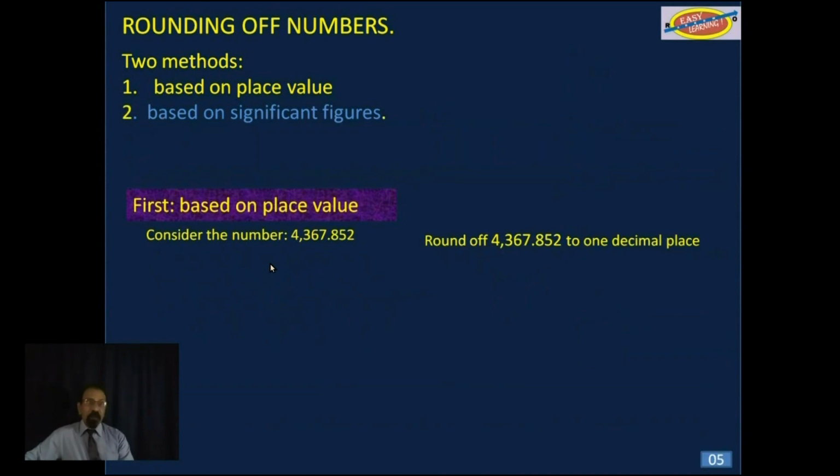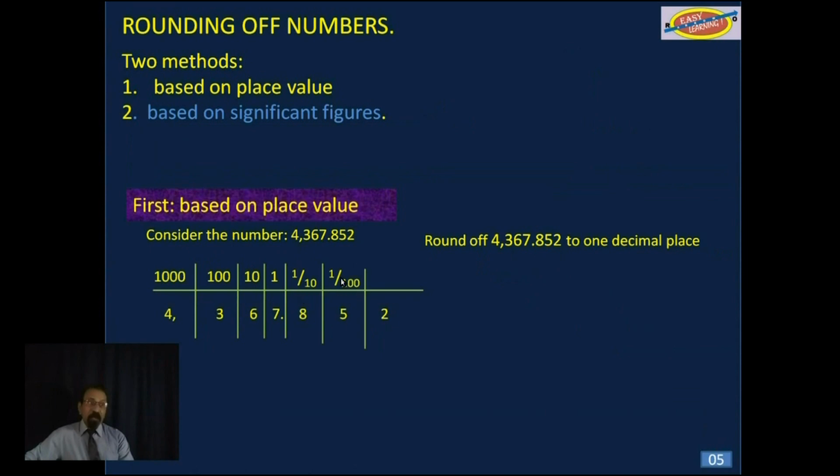Let's look at another example. This is a slightly different number. We already looked at this. 7 is in the ones position, 6 in the 10, 3 in the 100, 4 in the 1,000, 8 in the 1/10, 5 in the 100, and 2 in the 1,000. This time we have to round off this number to one decimal place. So actually we are rounding off at this position, one decimal place. From that point, that decimal, you have one space.